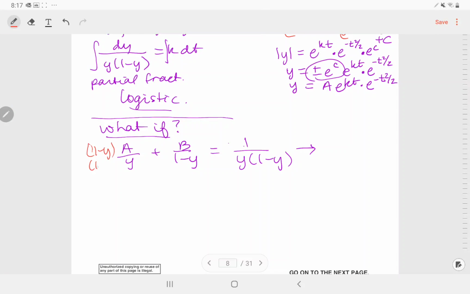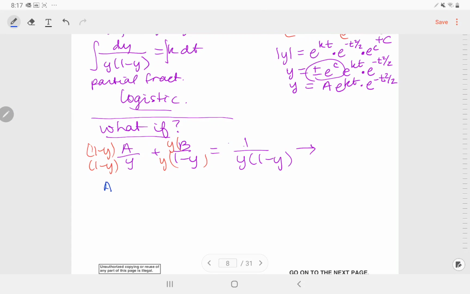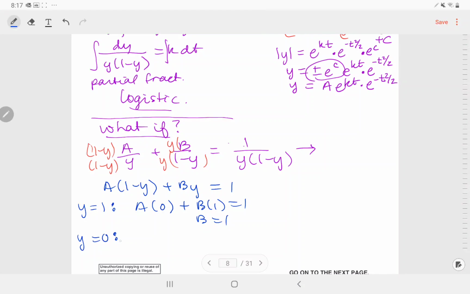So we need a common denominator. This would be y, and that's it. So this would be a times (1 minus y) plus b y equals 1. And then I like to pick numbers. So y equals 1 makes this one 0. But there are other ways to do this where you set other things equal. y equals 0 would be a times 1 plus 0 equals 1, so a equals 1.